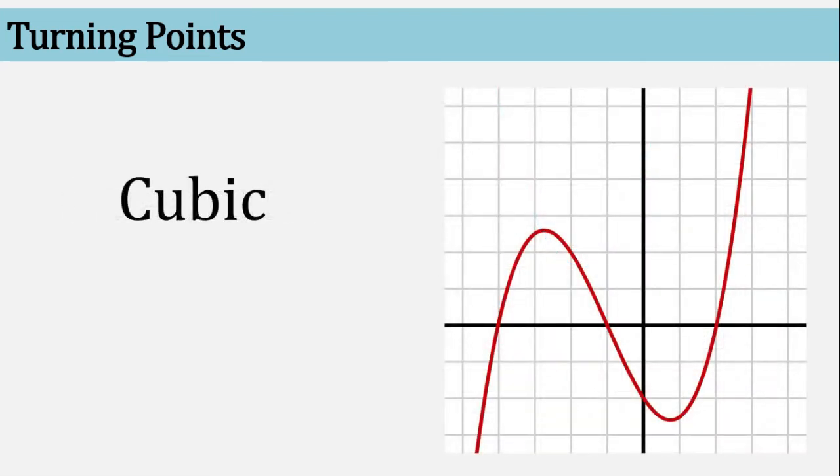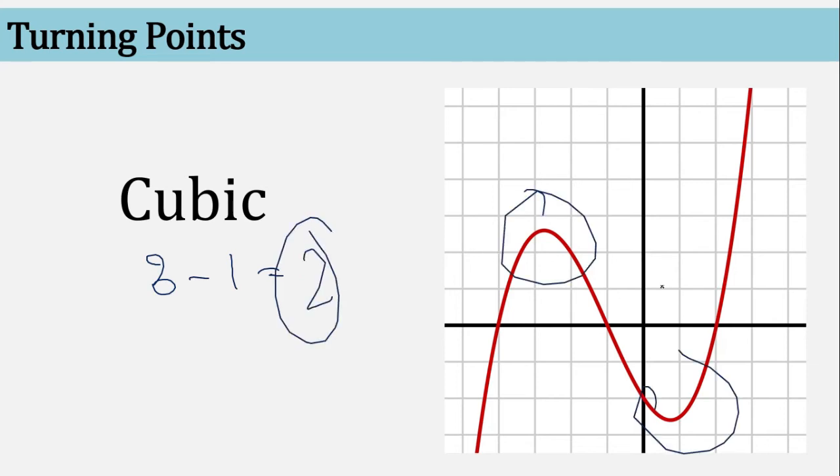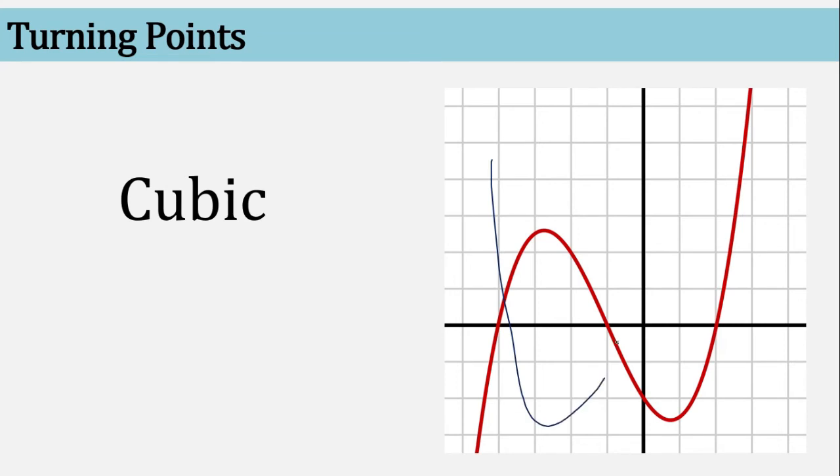For a cubic function, the highest degree of this function is 3. So 3 minus 1 is equal to 2. That's why it has two turning points. It could be written like this or it could be written like this. Two turning points.